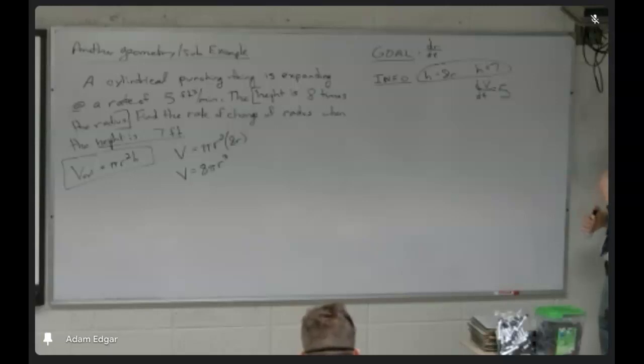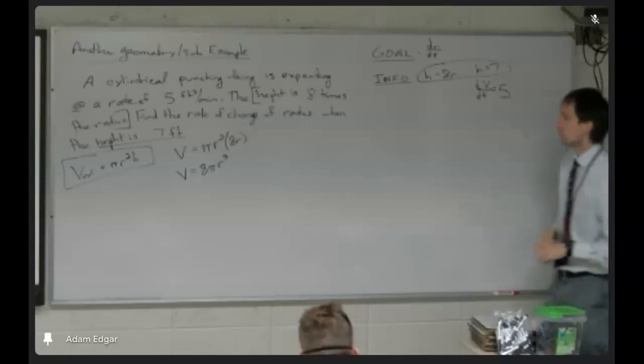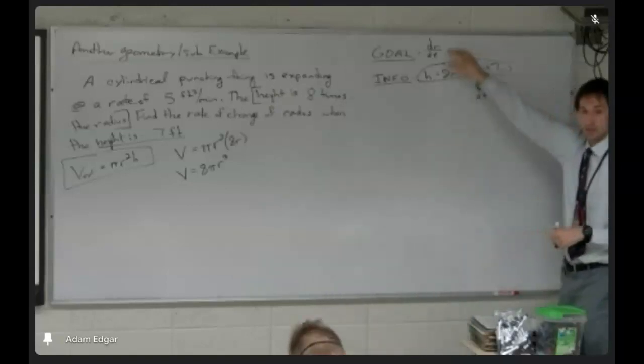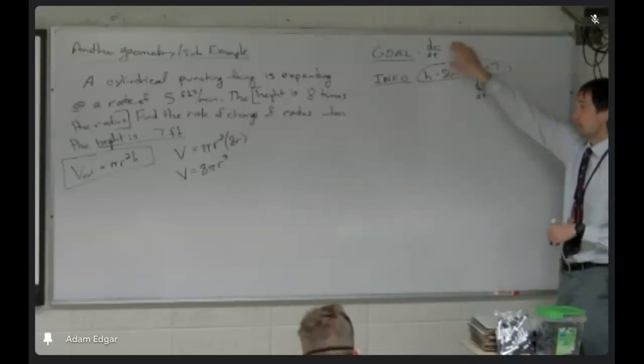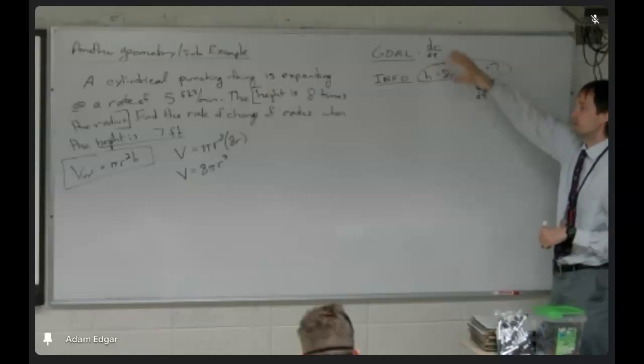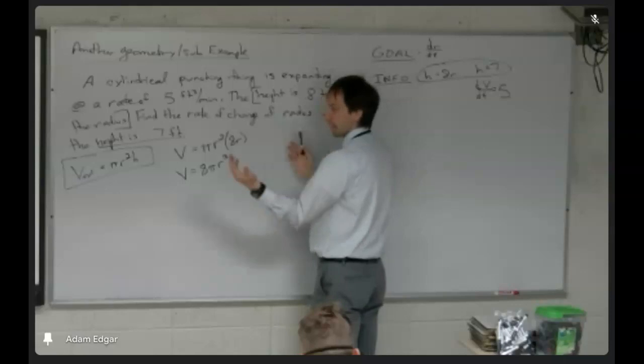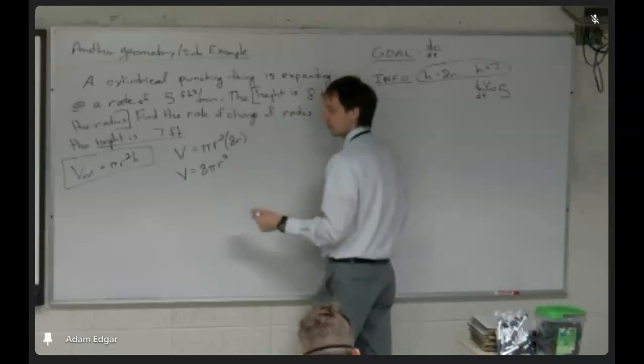So now we don't need to worry about height. We only have to worry about radius. We want to find dr/dt, right? That's the goal, because we want to find the rate of change in the radius. So let's bring out dr/dt here. What do we get when we differentiate?